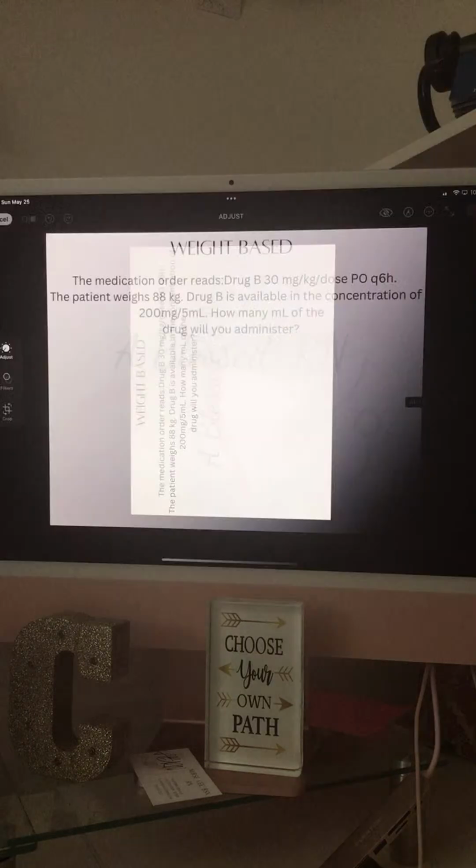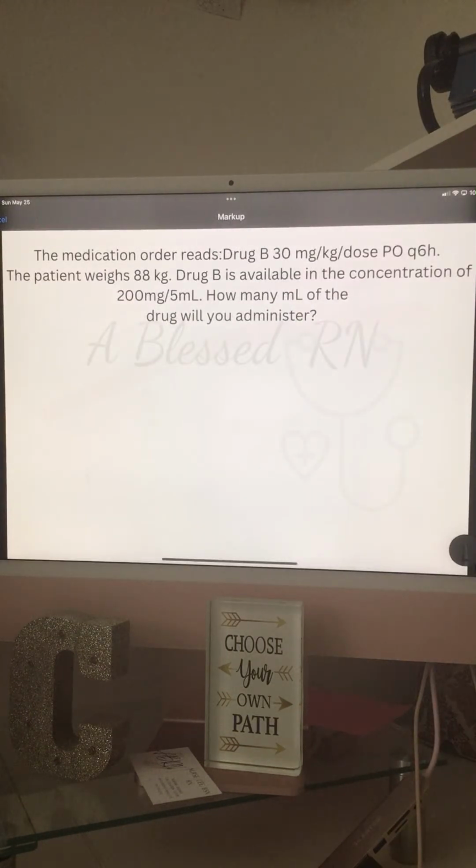Okay. Wait a minute. Let me make it so I can write on it. The medication order reads drug B, 30 milligrams per kilogram per dose by mouth every 6 hours. The patient weighs 88 kgs. Drug B is in the concentration of 200 milligrams per 5 milliliters. How many milliliters of the drug will you administer? So what is our goal here? What's the goal? It just said milliliters, right?